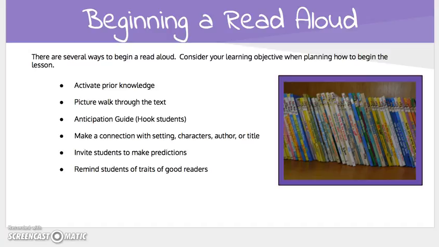You could even have them make a prediction about what they think the title is if you cover up the title and show them the picture on the front cover, maybe the back cover. And you could also remind students of traits of good readers. That could be a way that you start your read aloud, by saying, remember, good readers think out loud. Remember, good readers have a picture in their head, that sort of thing.